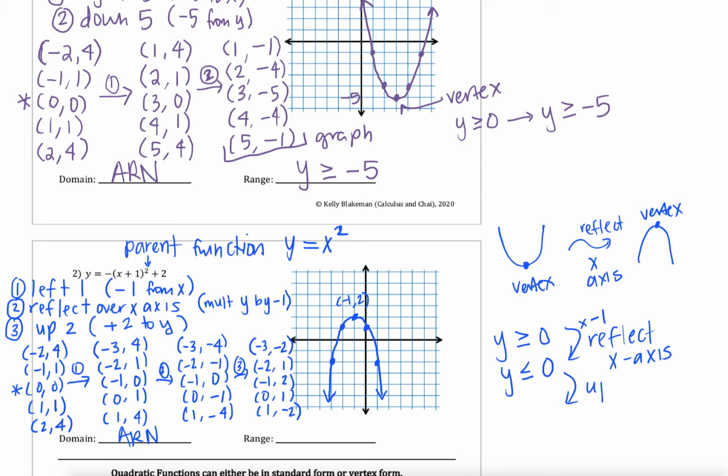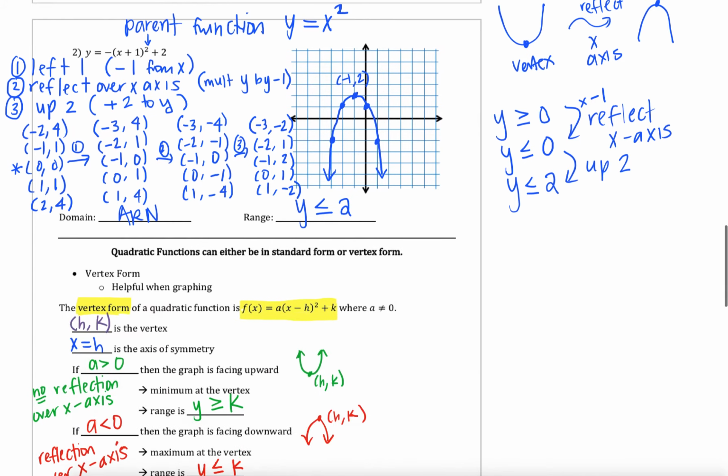Then our last transformation was that up 2, which means that I'm adding 2 to all of my y's, so I end up with a range of y's less than or equal to +2. So we can see a couple of these transformations in action through these last 2 examples. Let's talk about what happens generally here.